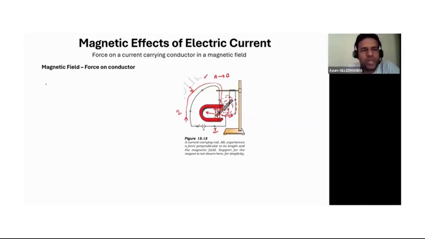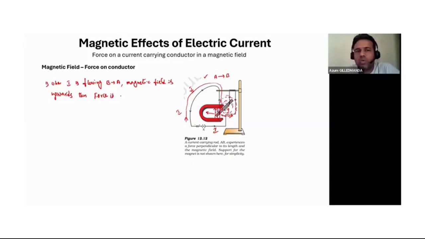So what are our observations here? Number one, right? When current I is flowing from B to A, right? When the current I is flowing from B to A, and the magnetic field is upwards, then the force is in which direction? Towards left, towards left.